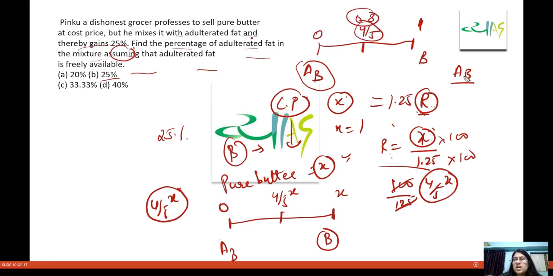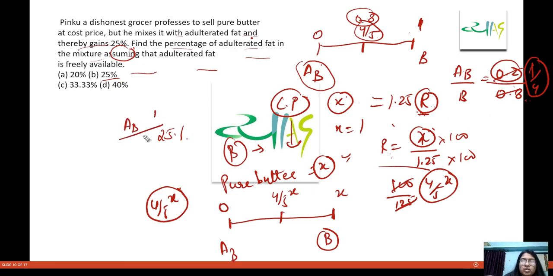So AB by B is equals to 0.2 divided by 0.8. So this is the 1 by 4 ratio you are having. So one part adulterated butter and 4 parts butter. So obviously this ratio means adulterated butter is 1 part in total 5 parts. So that means 1 by 5 of 100 is equals to 20%. So this is equals to 20%.